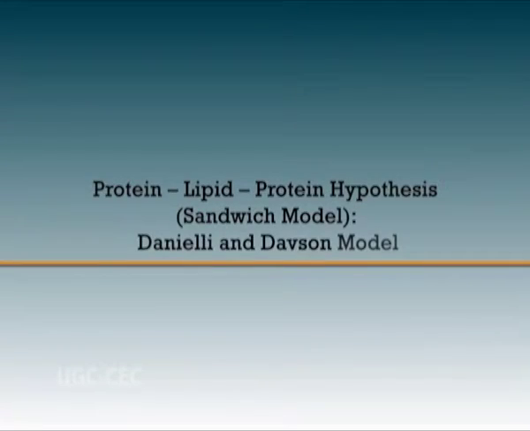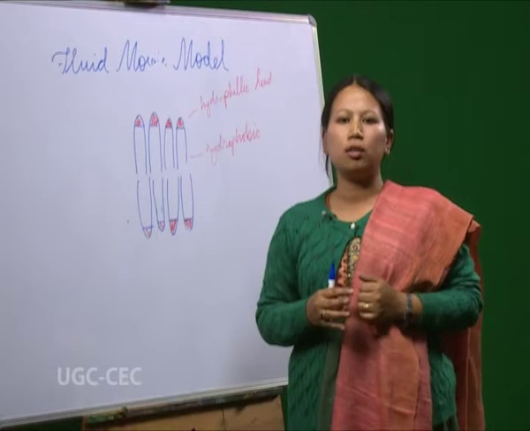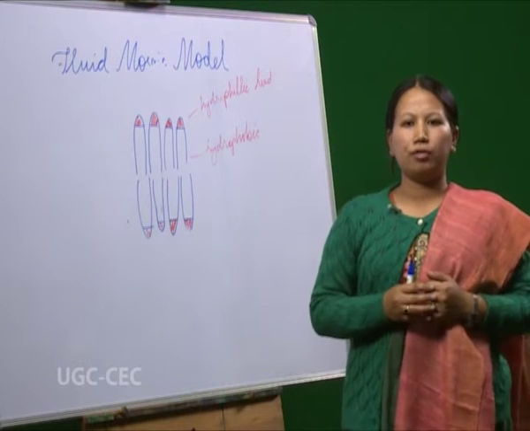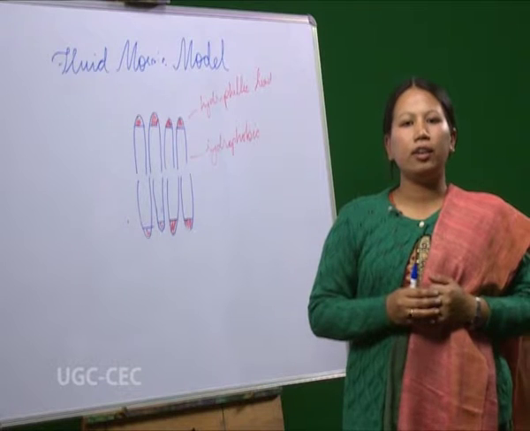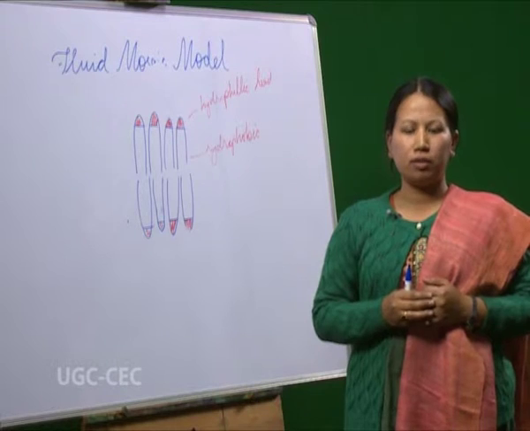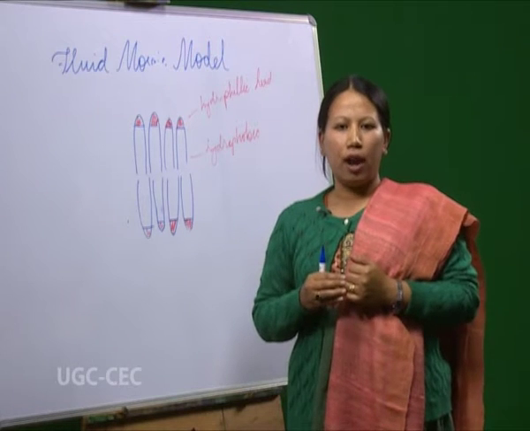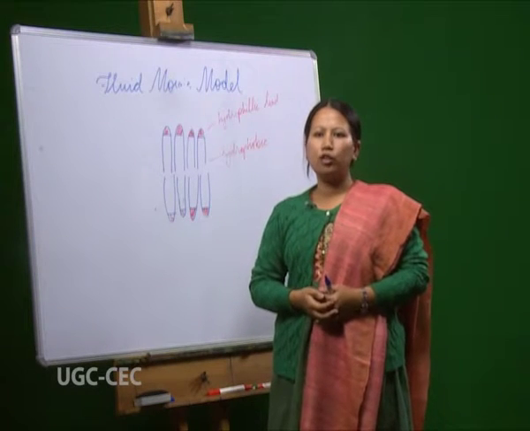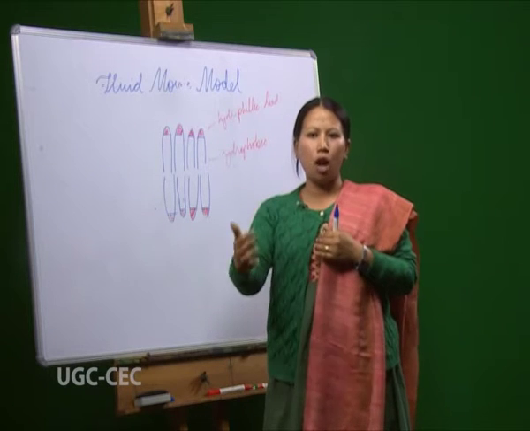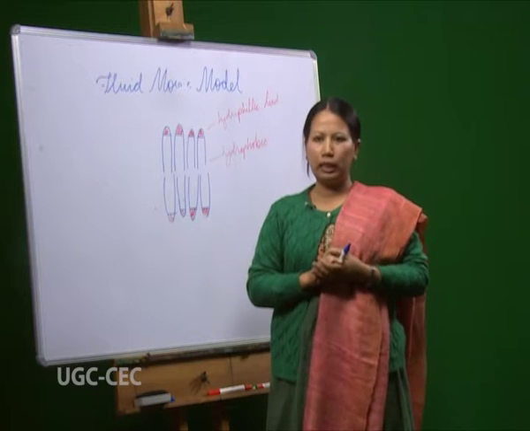Next, we'll see the protein-lipid-protein hypothesis, or the sandwich model, as devised by Davson and Danielli. The first important hypothesis of the structure of biological membrane was proposed by Hugh Davson and James Danielli in the year 1935. According to the bimolecular model of Danielli and Davson, the plasma membrane consists of two layers of phospholipid molecules which are arranged in such a way that hydrophilic heads of the phospholipid molecules face outside and the hydrophobic non-polar chains are associated in the inner region of the leaflet.